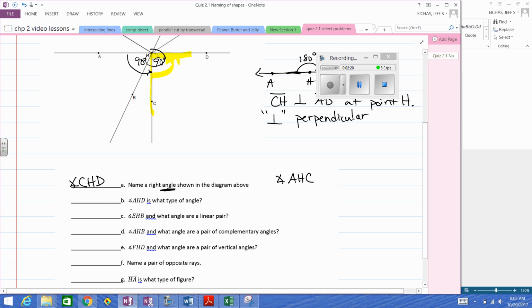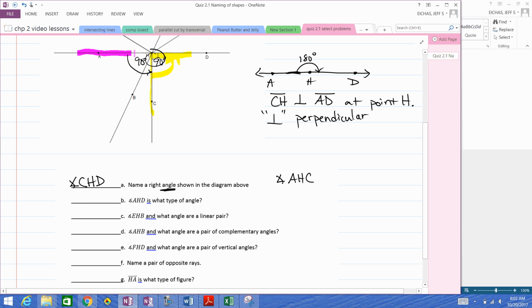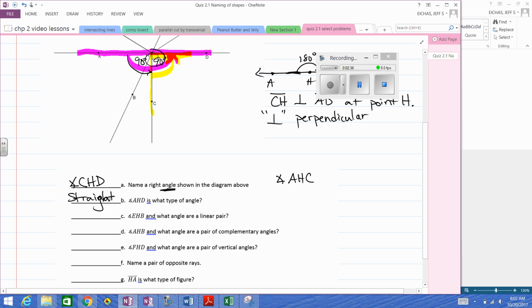All right, next question, AHD. If we follow the path from A to H to D, that's a whole 180-degree angle, and that is called a straight angle. So it's a straight angle. What type of angle? All right, we had some folks call it a collinear. That's not a type of angle. We had some folks call it a line. That's not an angle. It's a straight angle. Yes, it makes a line, but it's a straight angle. We've got to answer that question.